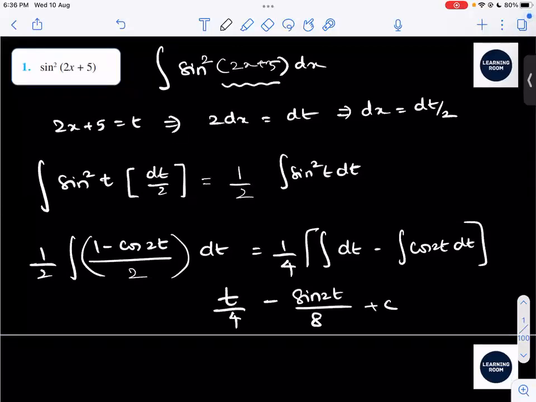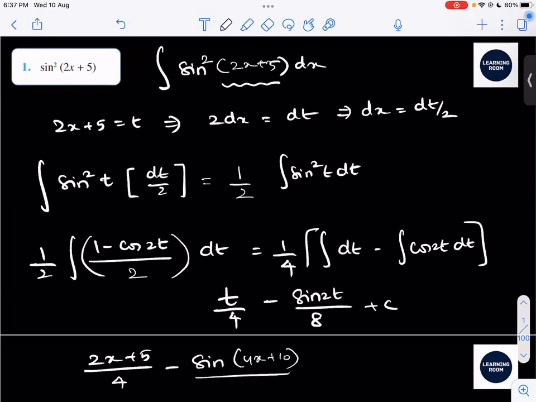We know that t is 2x plus 5. So we will get 2x plus 5 divided by 4 minus sine of 4x plus 10 divided by 8 plus c. So this will be the final answer.